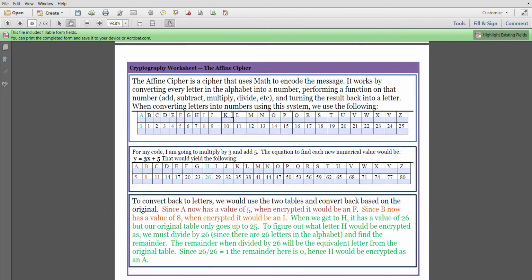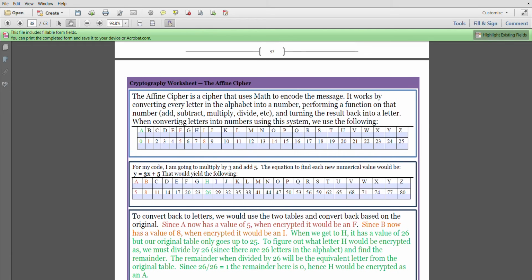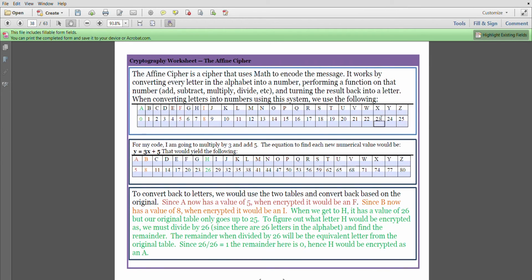Page 38, cryptography worksheet, the affine cipher. The affine cipher is a cipher that uses math to encode the message. It works by converting every letter in the alphabet into a number, performing a function on that number, add, subtract, multiply, divide, etc., and turning the result back into a letter. When converting letters into numbers using this system, we use the following. So here's a table that just has the numbers 0 through 25.